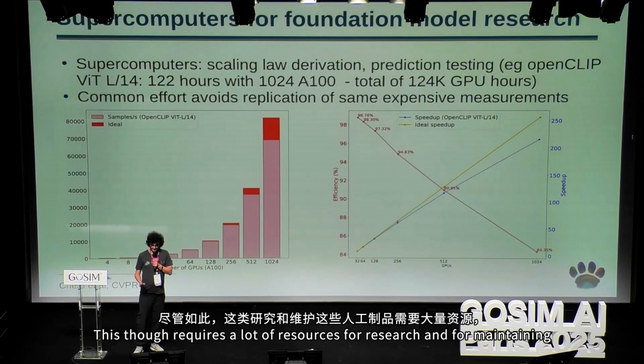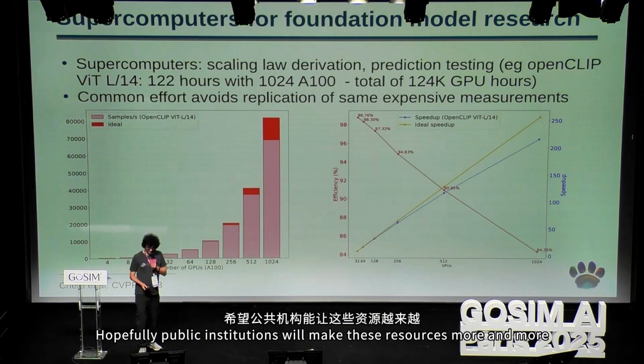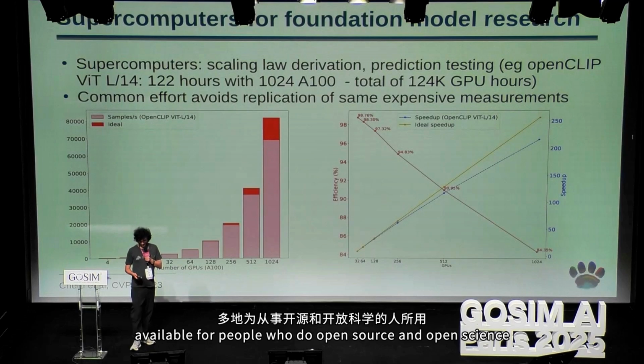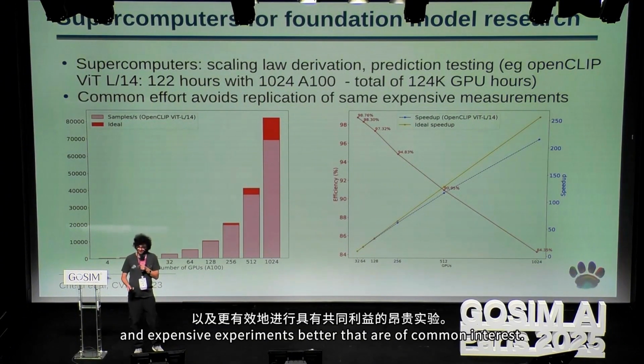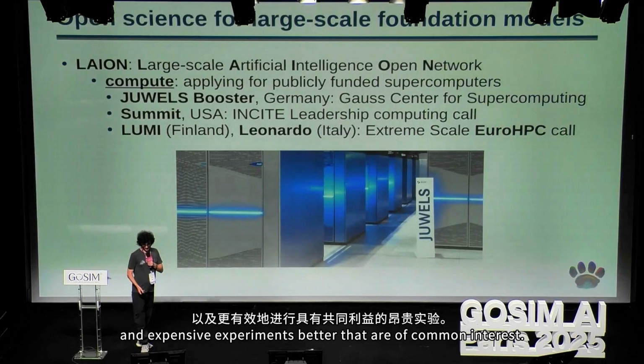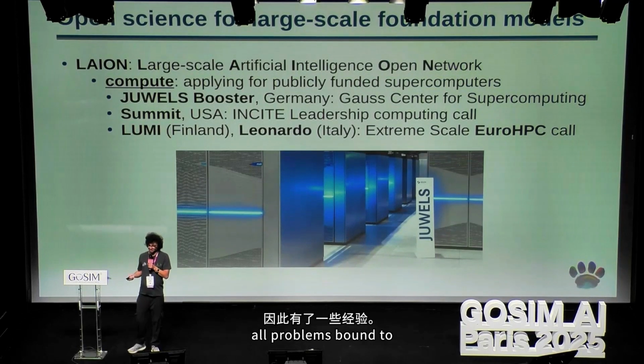components. This, though, requires a lot of resources for research and for maintaining such artifacts, so we need supercomputers available. Hopefully, public institutions will make these resources more and more available for people who do open source and open science. Also, to avoid replication of the same expensive measurements, we should figure out how to better coordinate such expensive experiments that are of common interest.